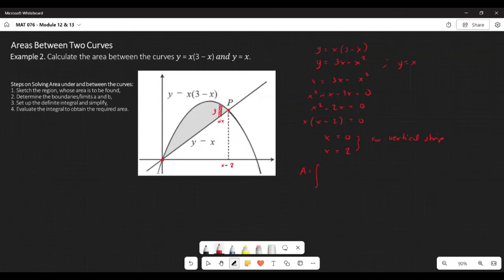Integral of y upper natin is yung gamitin na lang natin ito. So 3x minus x squared minus yung y lower natin na y is equal to x. Therefore, x lang yan. Dx. Limits 0 to 2. So simplify natin. So you will have 3x. Itong x yung minus x dito lagay ko na. Minus x squared. Dx from 0 to 2 equal to integral of 2x na lang siya. 2x minus x squared dx.